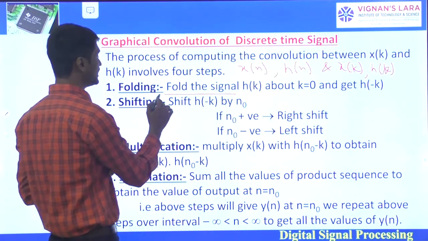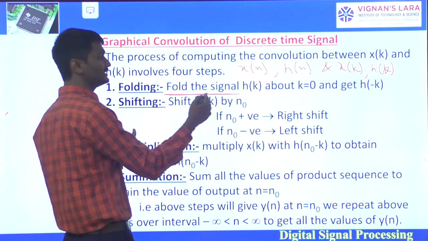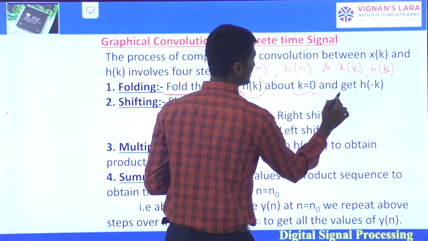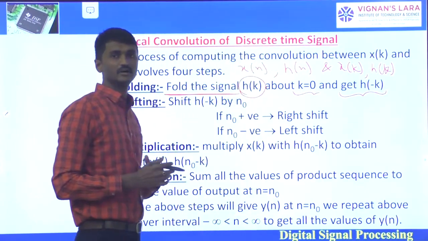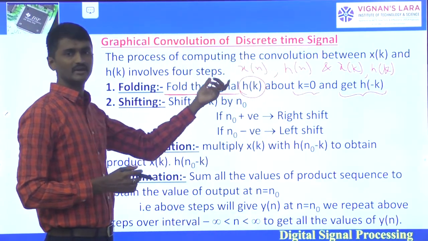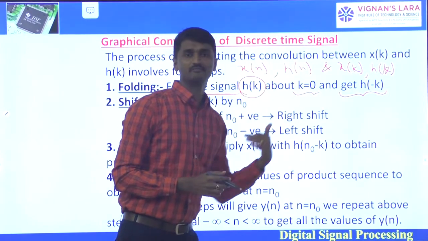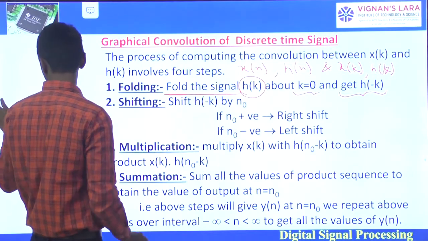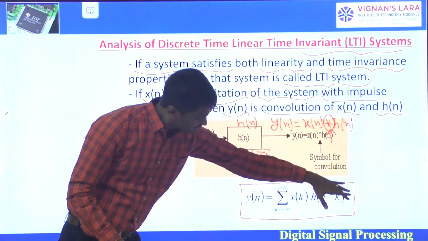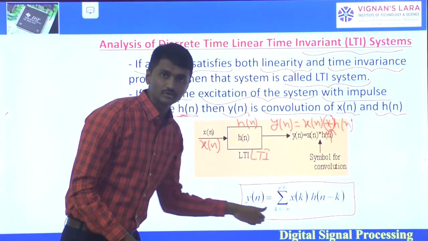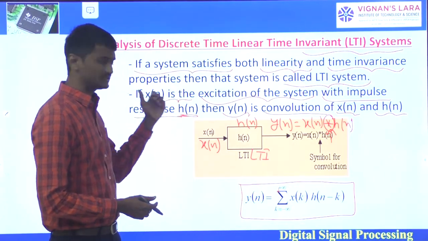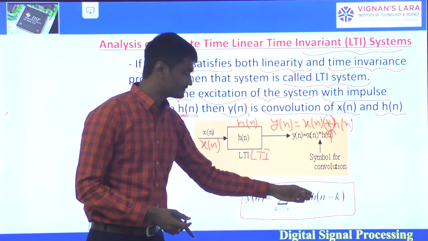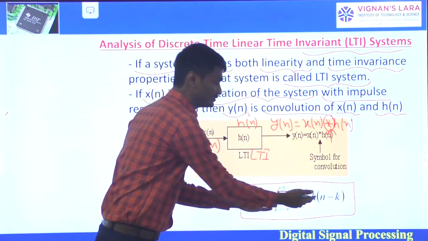Now we have to apply the folding. Fold the signal h of k about k equals 0 to get h of minus k. That is the folding operation. Simply, this is how we derive the expression y of n equals sigma k equals minus infinity to infinity x of k h of n minus k. So I am trying to derive this one.